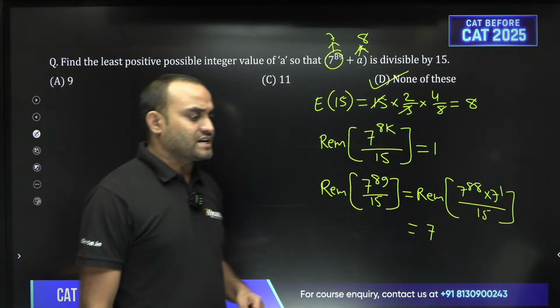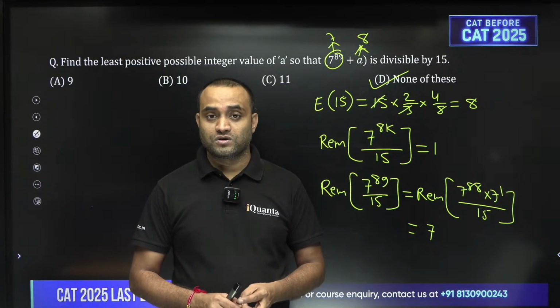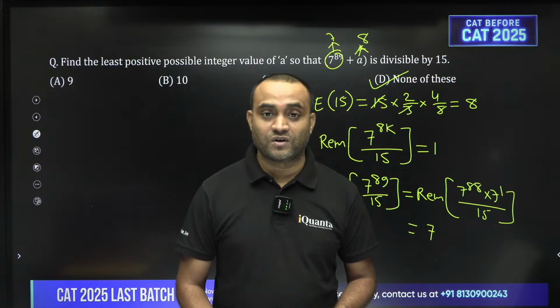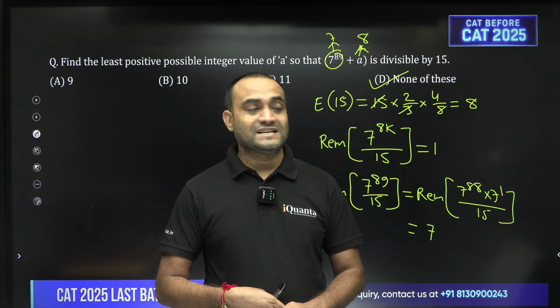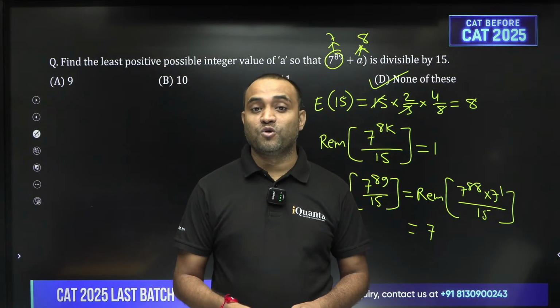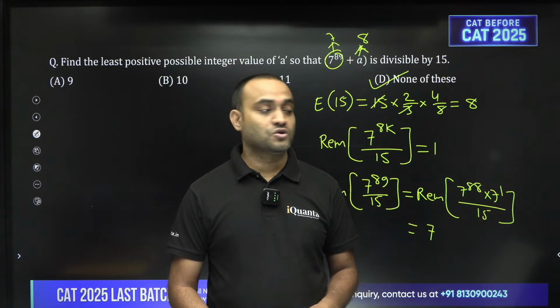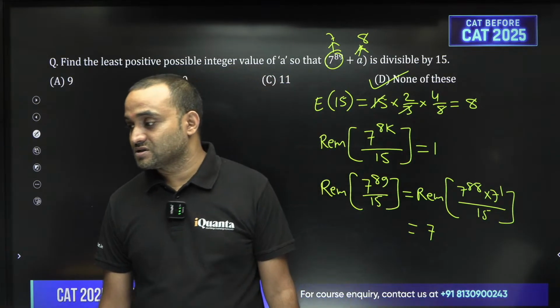You can also check in the power of 7, that 7 to the power 4 is equal to 2401, which gives us a remainder of 1 when divided by 15, right. So in that case, 7 to the power any multiple of 4 will give us a remainder of 1 when divided by 15. So you can also solve this question without using Euler's method, right.